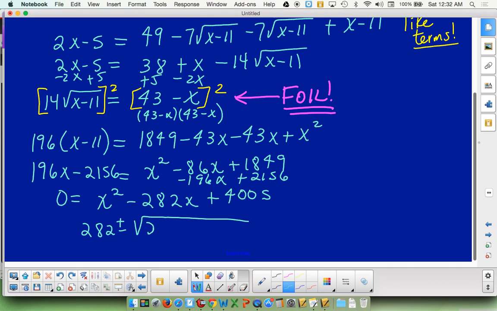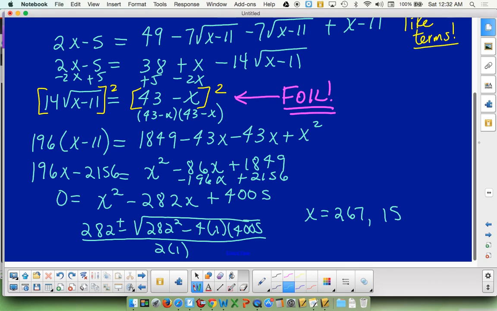282 plus or minus the square root of 282 squared minus 4ac, all over 2a. And the good news is you'll get two answers. Be sure you do both answers, both the plus and the minus. You will get 267 and 15. Isn't that great? Woo! Those are nice numbers.